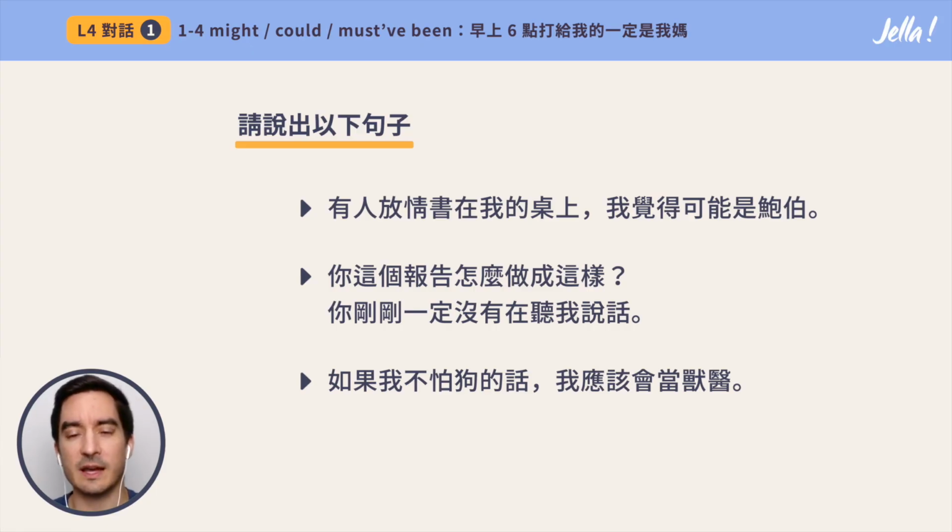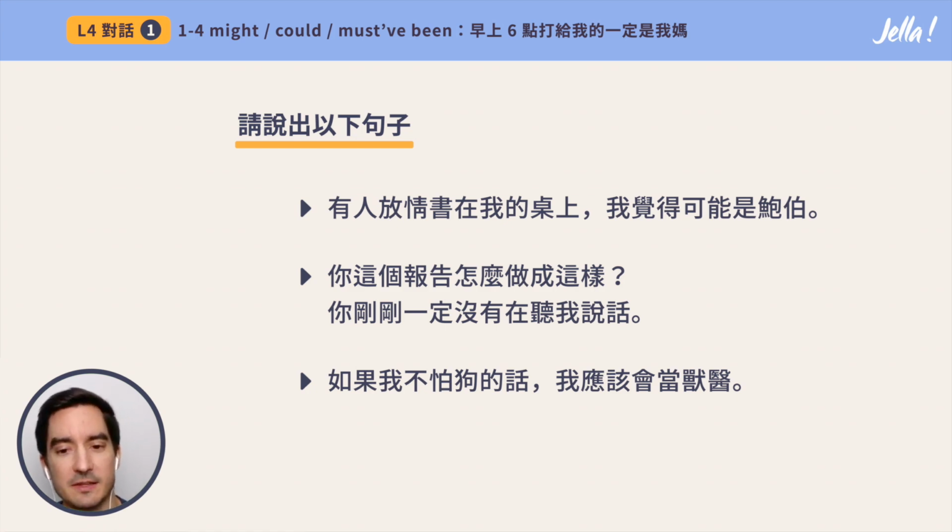So, for the word report, we want to use the word do. How could you have done the report like this? So for report, we usually use the verb do a report, okay? So you don't need to use the word make or write. You could use do the report, okay?